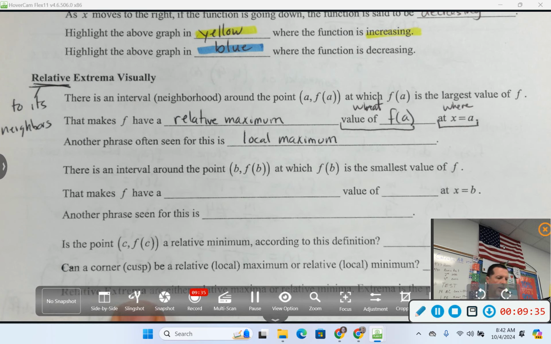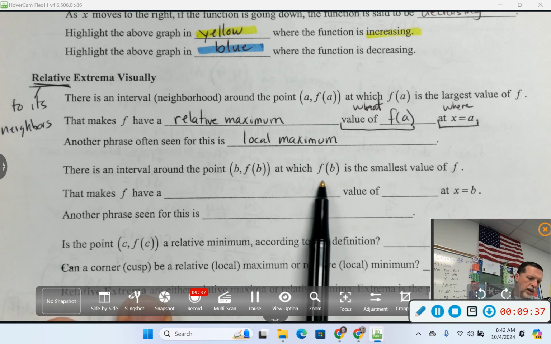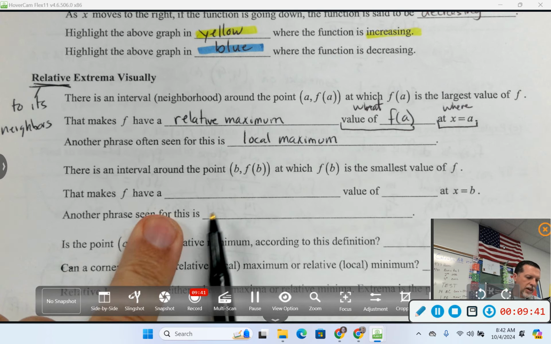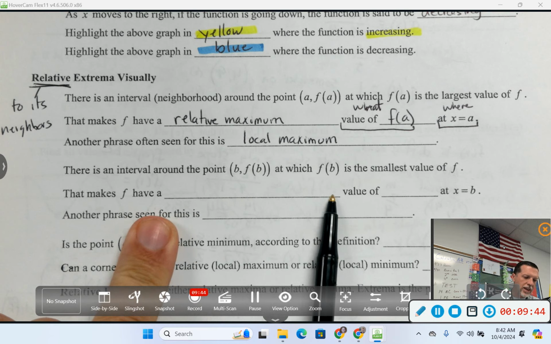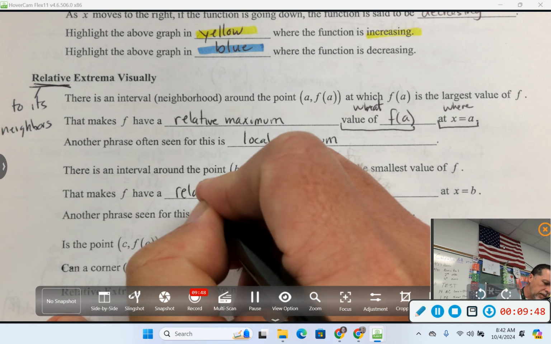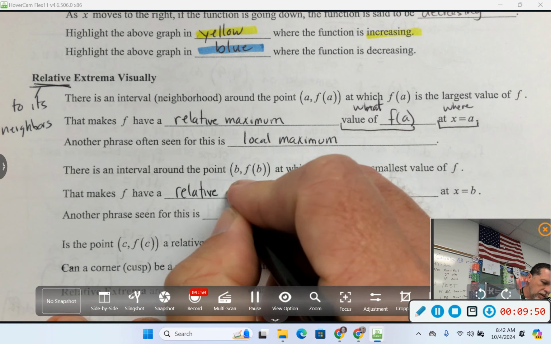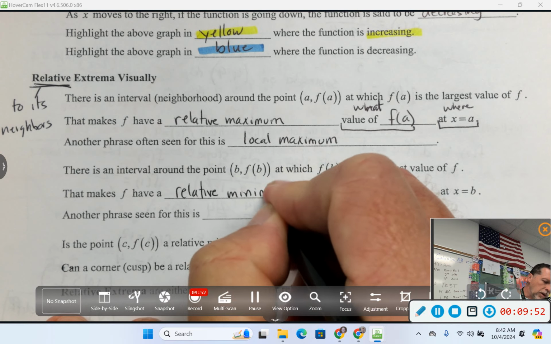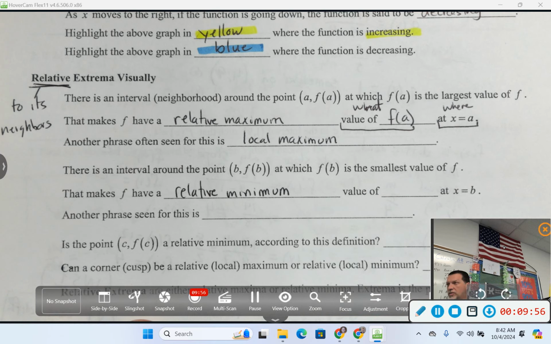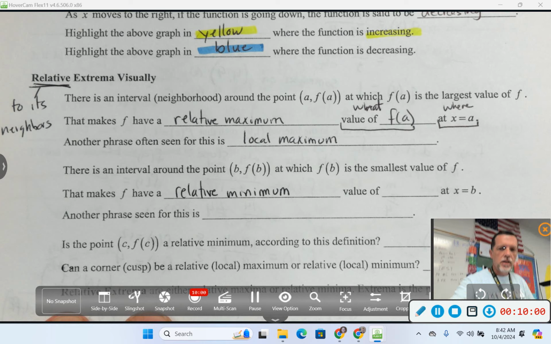There is an interval around b, f of b, at which f of b is the smallest value of f. That makes f have a, what do you think goes in this blank? Relative minimum. Relative minimum. Relative to its neighbors. It doesn't mean it's the lowest value, it just means it's a value. It's one of the bottoms.